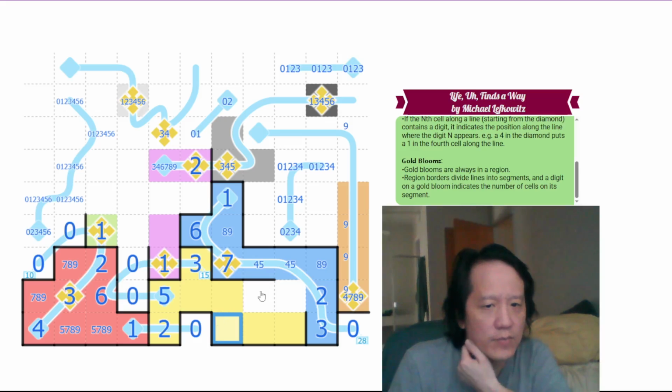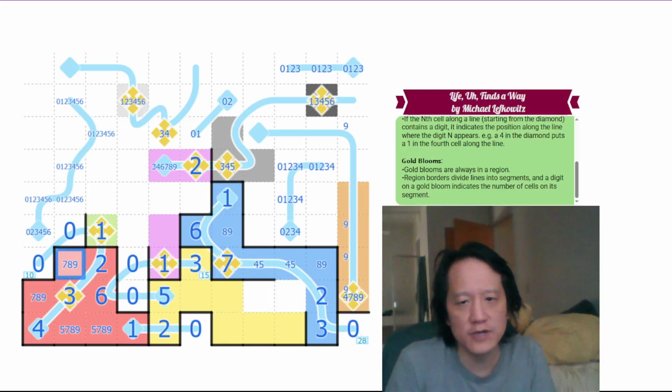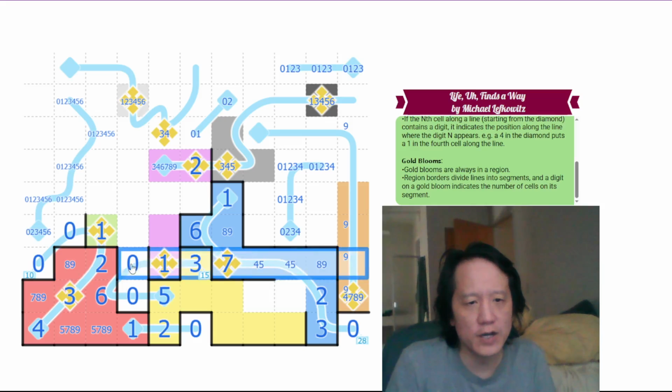Okay. This 7 eliminates 7 here. So that means the remaining digit in row 7 has to be a 6. So this has to be a 6. So this cannot be 8. That means 8 has to be in the 6th position. So this is 8.